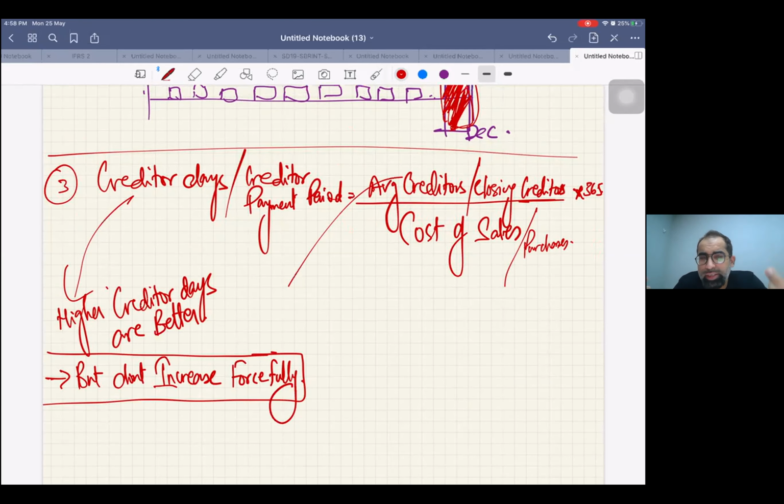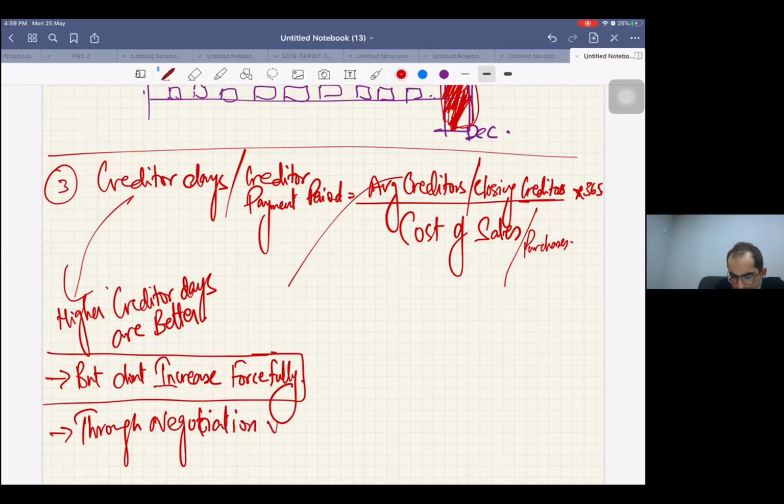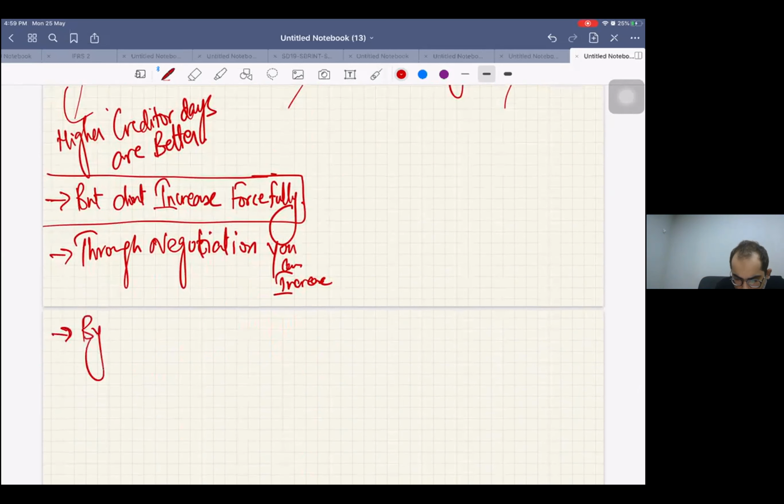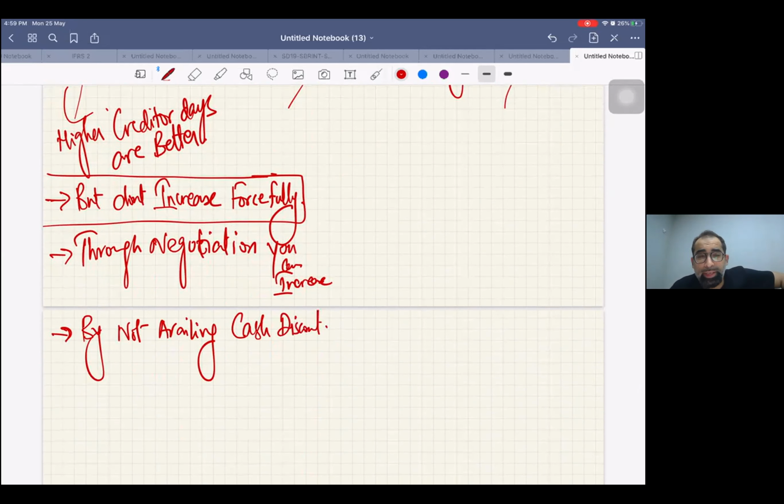So it's better if you want to increase the creditor days, you can do negotiation with your supplier. You can say that we will buy big quantities in future and we'll only buy from you. So that's good. So through negotiation you can increase, or by not availing the cash discount, if your supplier is offering you cash discount. Don't avail that offer, because you don't need to pay early, you want to pay late. So better don't avail the cash discount offered by the supplier, right?